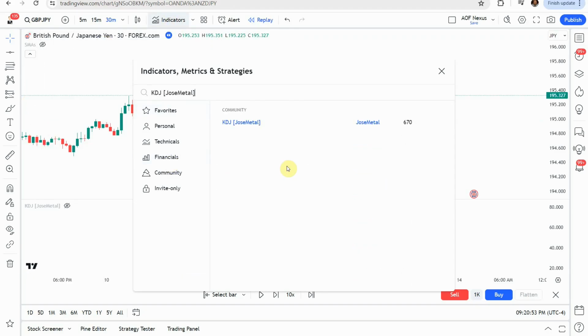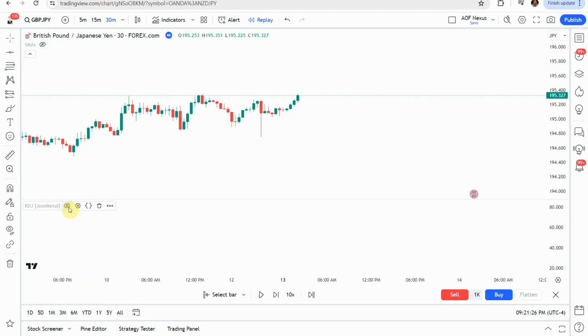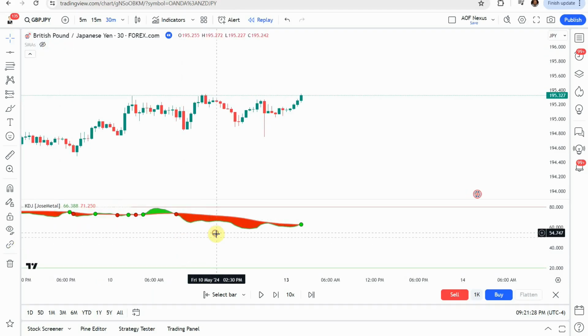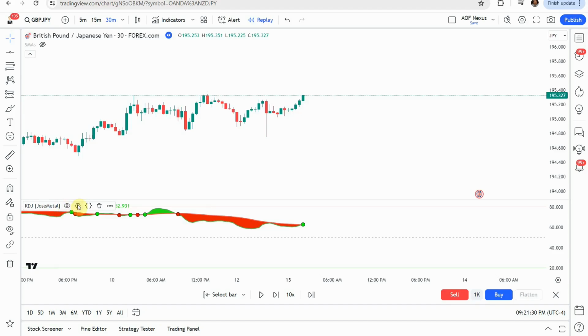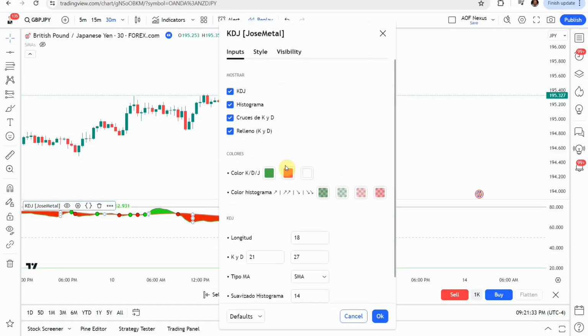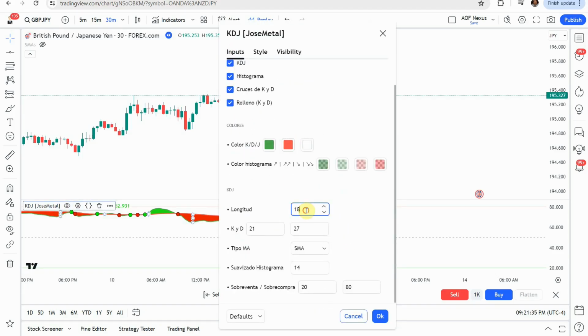The first indicator we will add to the screen is going to be the KDJ indicator, this one right here. Go ahead and click on that and add it to the screen, and it'll look kind of similar to this right here. What we're going to do is just jump into the settings on this. Under the inputs, you're going to change this one right here to 18. You're going to change this one right here to 27. Make sure this one is on 14, and this one should be 20, 80, and 21. All those, I believe, were on the default.